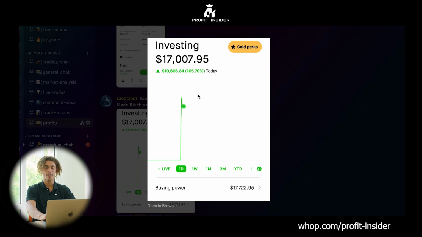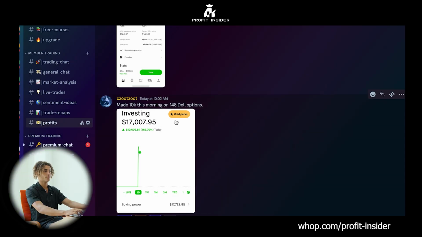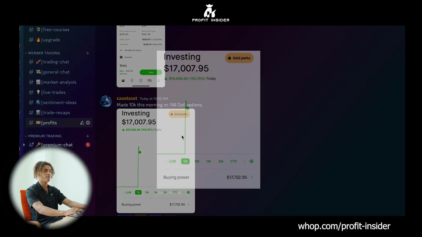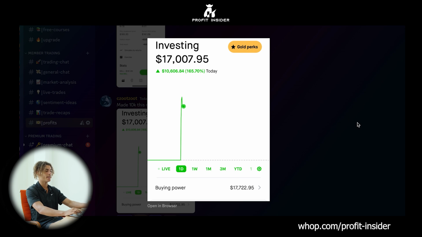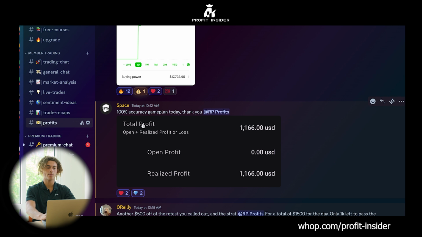Czoot made $10,600, bringing his account up 165% from that exact same trade on DELL. So Czoot made $10,000 this morning from that exact same trade on DELL that I just talked to you about. Space said my game plan was 100% accurate.